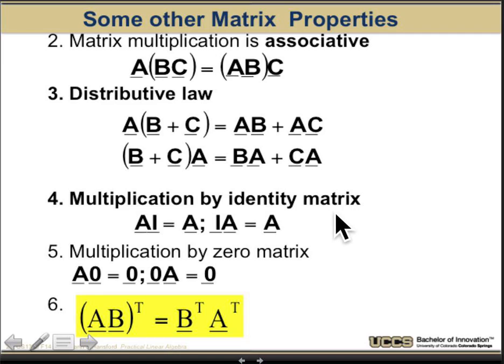I've already shown you the identity matrix. In fact, the identity matrix can go on either side, although if A is non-square, then it'll be two different identity matrices. A times I will give me A. I times A will give me A. And the same is true with 0. Again, the size might be different depending on what size it's on, but A0 is 0 and 0A is 0.